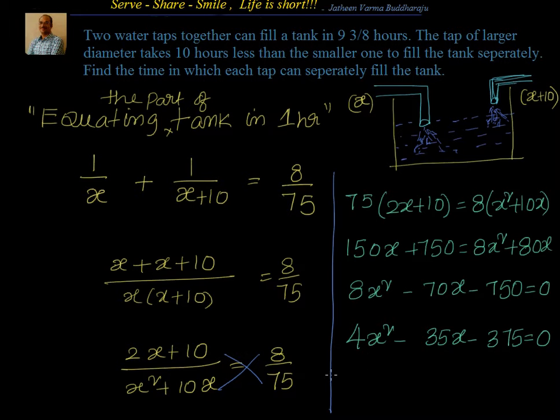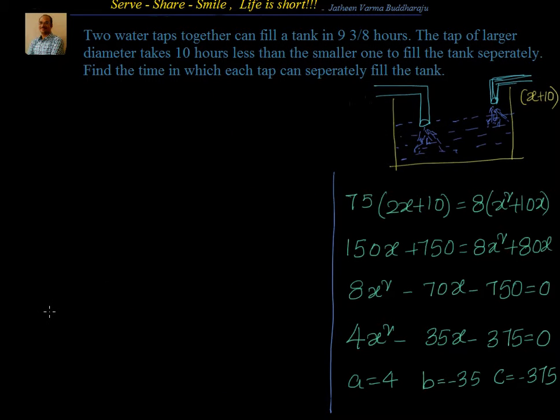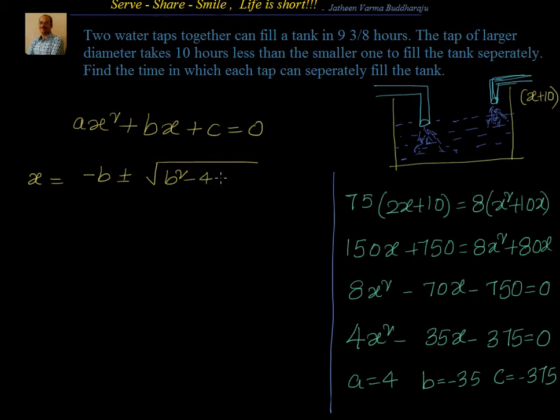Now this is a quadratic equation. We have to find the value of x by the quadratic formula. We know here a equals 4, b equals minus 35, and c equals minus 375. So let's go to the quadratic formula. What is the equation we have? We have ax square plus bx plus c equal to 0. Then x is given by minus b plus or minus square root of b square minus 4ac, divided by 2a.